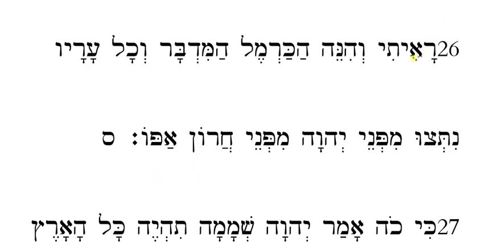Okay, so again, we have ra'iti. Don't have to parse that again. You know that now. I saw. And behold, v'hinneh, ha-karmel, ha-midbar. This is a little bit difficult to analyze, but I do take this as a clause right here. I'll go ahead and underline it here. So I take this as a clause, but there's no verb.